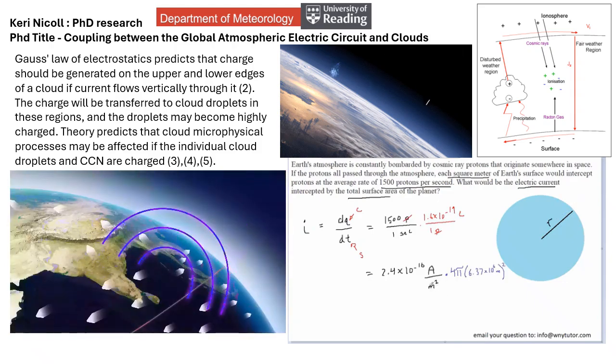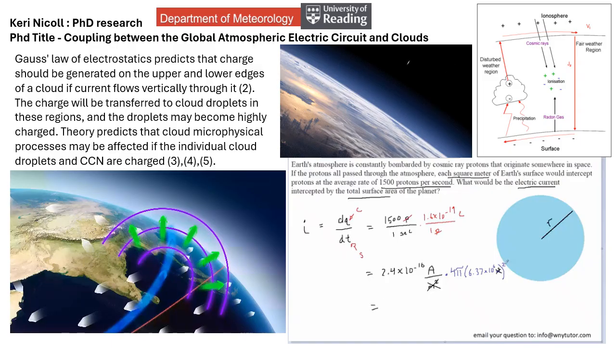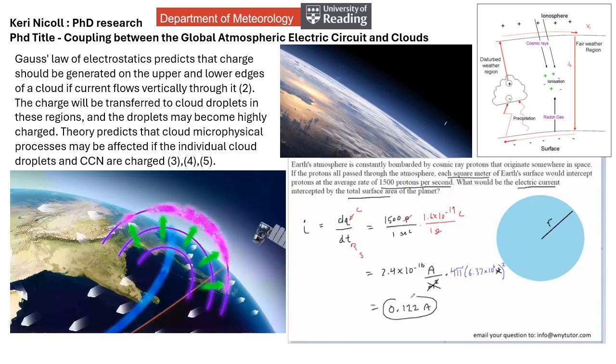Now, dimensionally, if we look carefully, we can see that the meters squared in the denominator are going to cancel with the meters squared in the numerator. And so we can pick up our calculators and process this calculation. Don't forget to square the radius, of course. When you do this, you should get an electric current of approximately 0.122 amps. And this would represent the total electric current intercepted by the entire surface area of Earth.